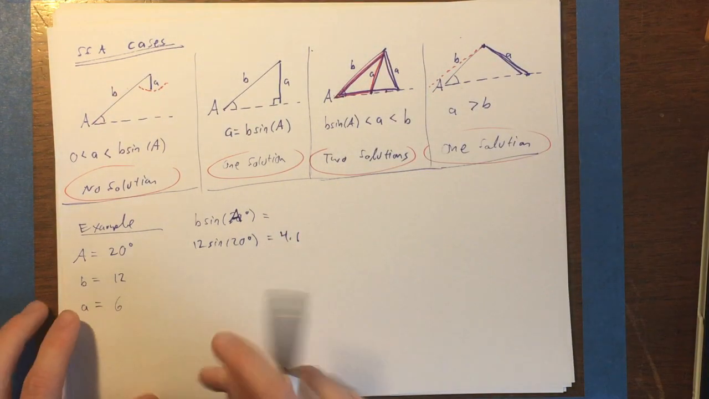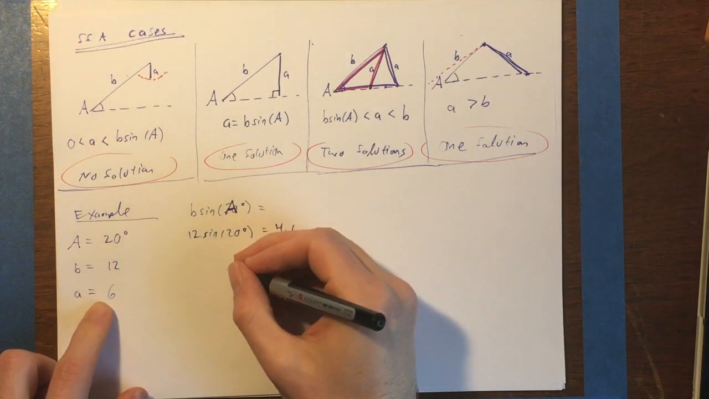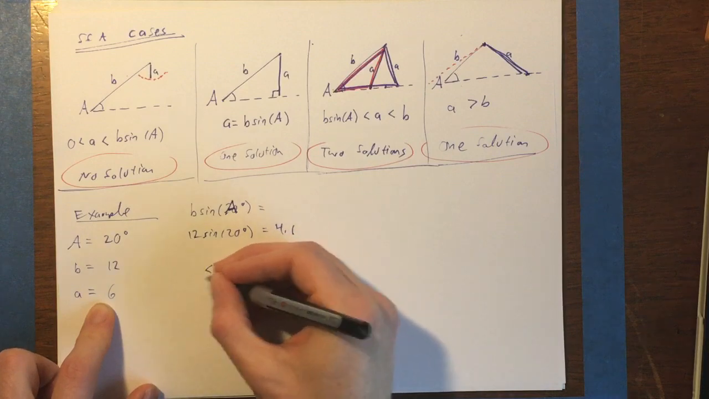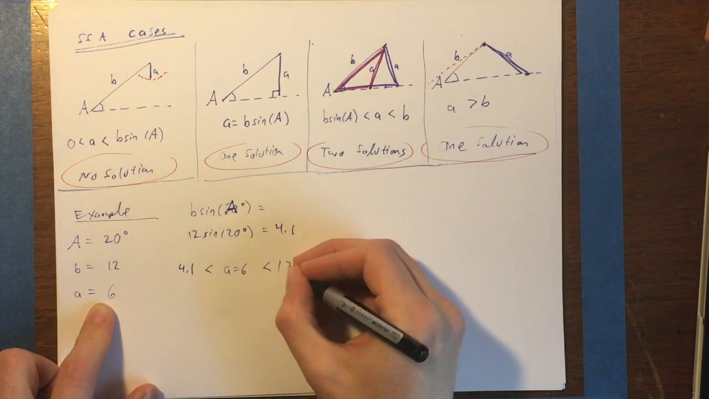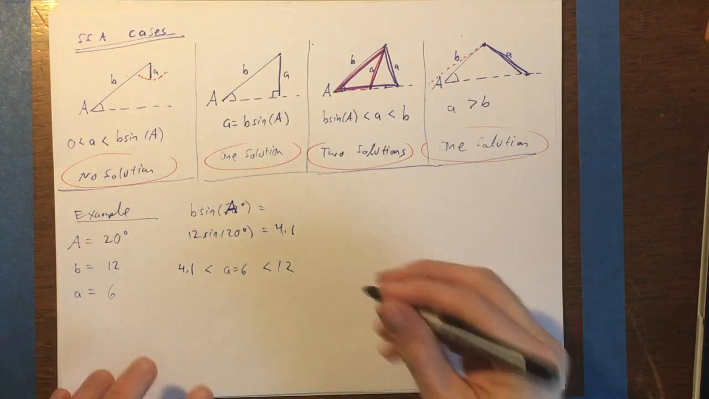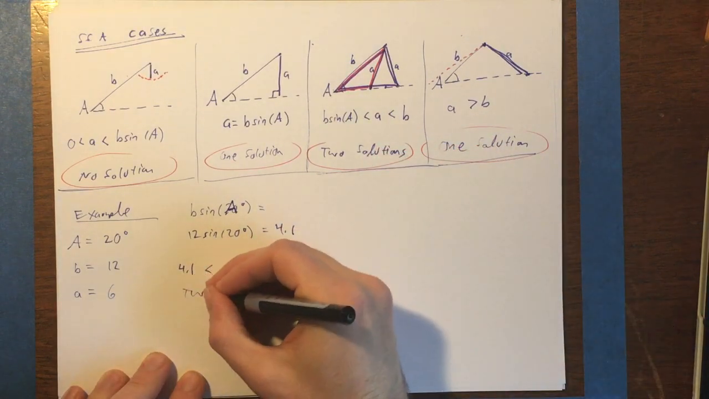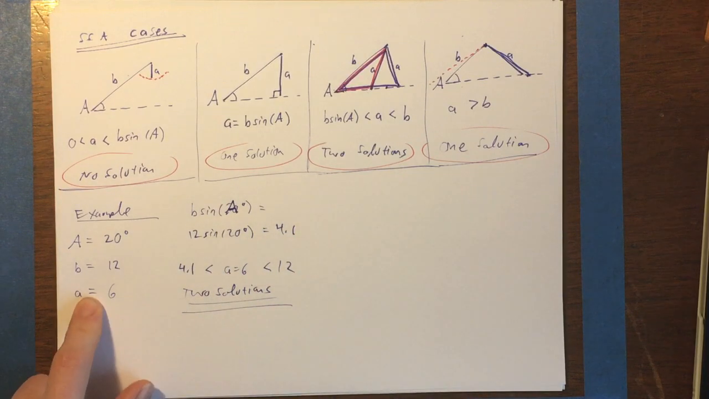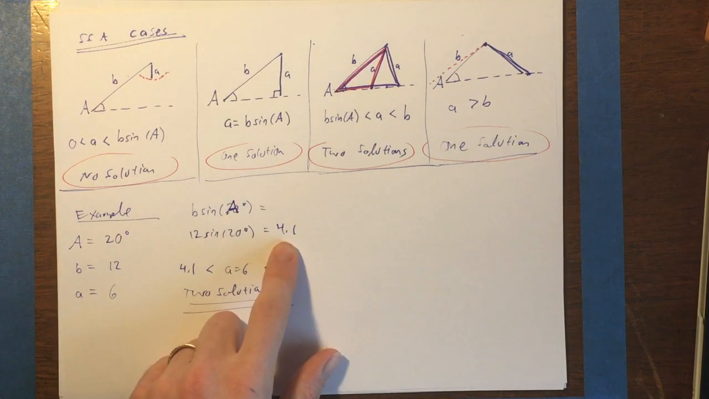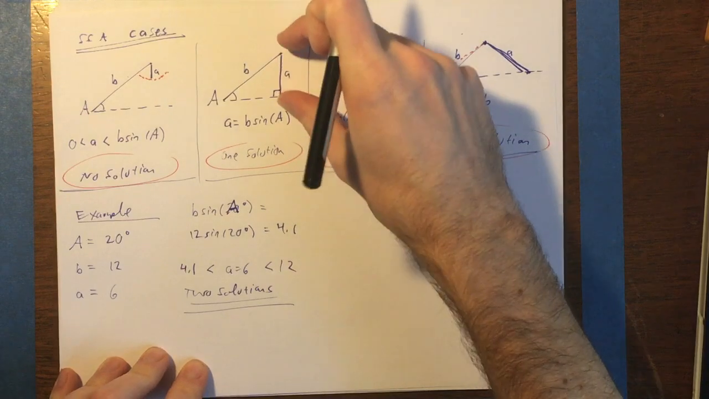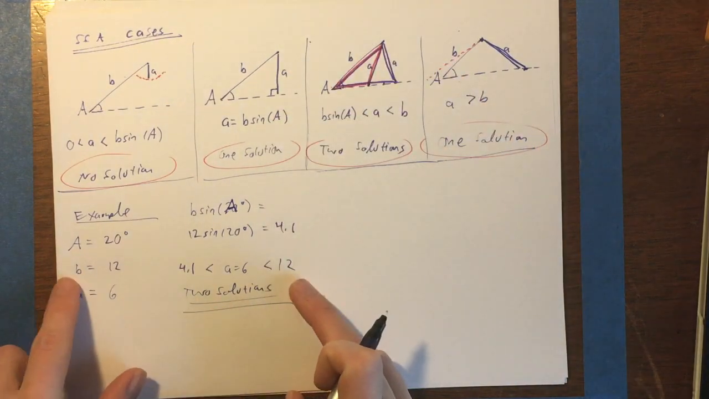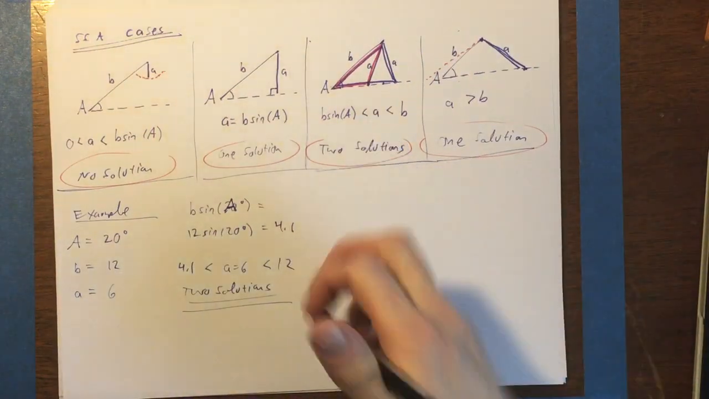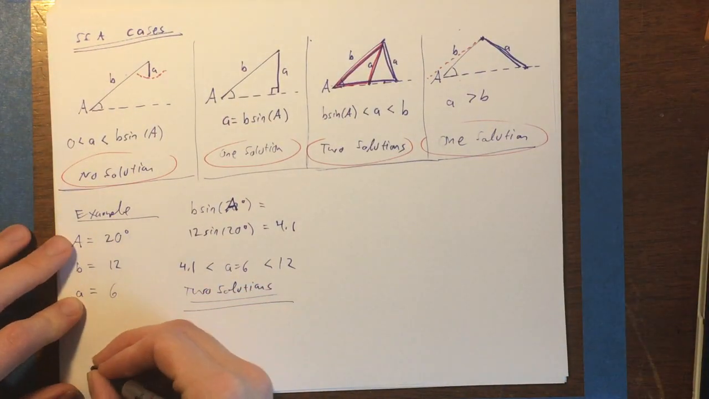So in this case, A, which is 6, this number falls between the 4.1 and the 12, right? So this means we are in the two solutions case. Okay. So you see the value of A is greater than B sine A, right? It's greater than this length, but it's not greater than B, right? So we're not in this case. We're in between. We're in this one. So I can draw the picture here. It should look something like this.